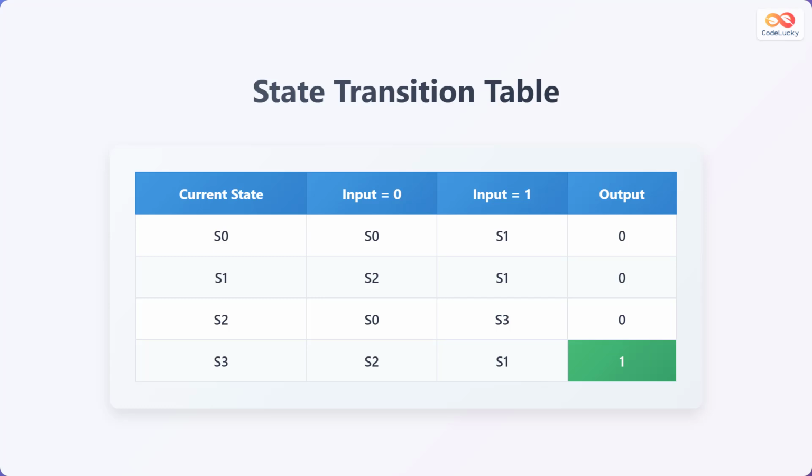To fully define our sequence detector, we create a state transition table. This table tells us what the next state will be based on the current state and the input. For example, if we are in state 0 and receive a 0 input, we remain in state 0. But if we receive a 1, we move to state 1. Similarly, the table maps out all possible transitions between states based on the input and indicates the output, which is 1, only when the target sequence is fully detected in state 3.